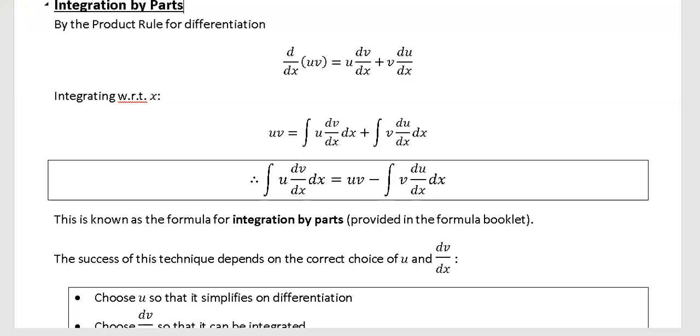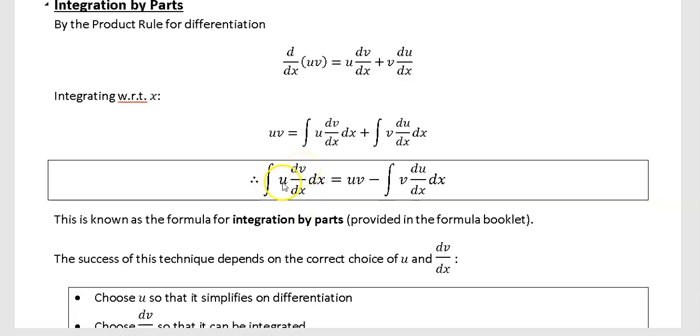In this video, we're going to look at integration by parts. Integration by parts is a special method for integrating when you have a product, u times dv by dx. It's for special products, not all of them, but certain products can be integrated using integration by parts.